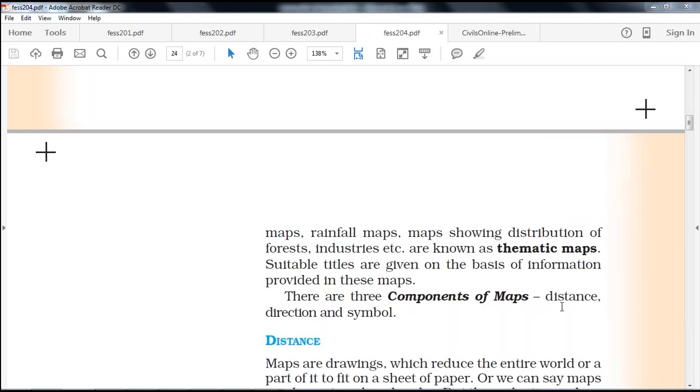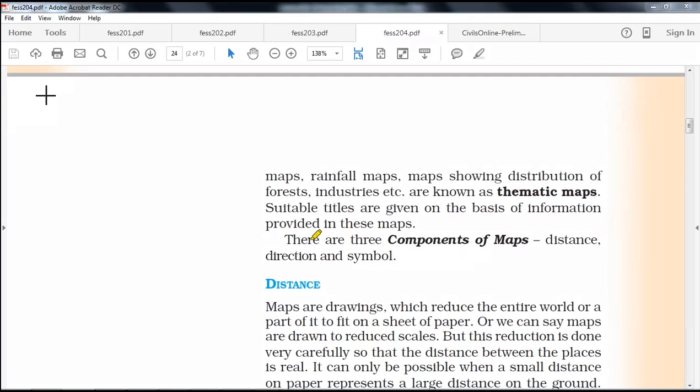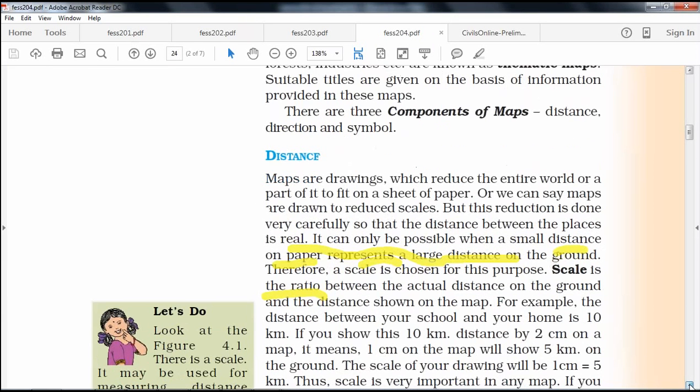And then there are important components in a map. There are three important components. These are distance, direction, and symbol. Distance, direction, and symbol. DDS. These are the three very important components of any map. So now we are looking at distance. First, on a map, we want to know the distance between different features, different political units. So distance is important.